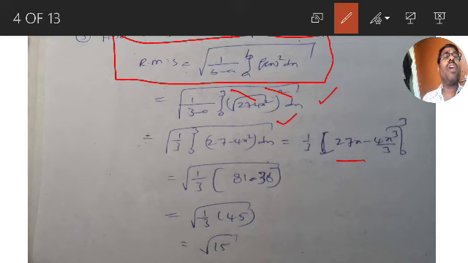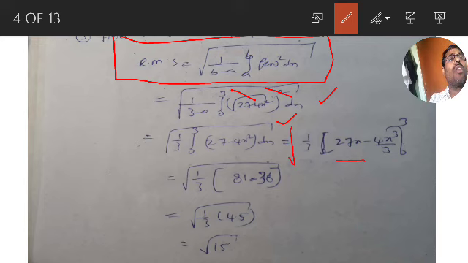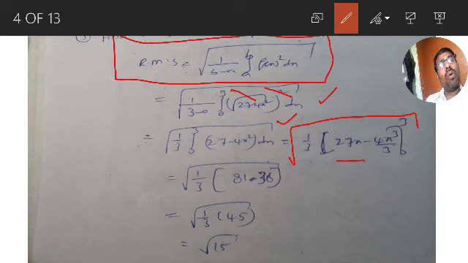Integration of x square is x power of 3 by 3 from 0 to 3. Upper limit minus lower limit, all under square root. So square root of 1 by 3 into 27 into 3 is 81, minus 4 by x cube, 3 cube by 3, 3 cancel.